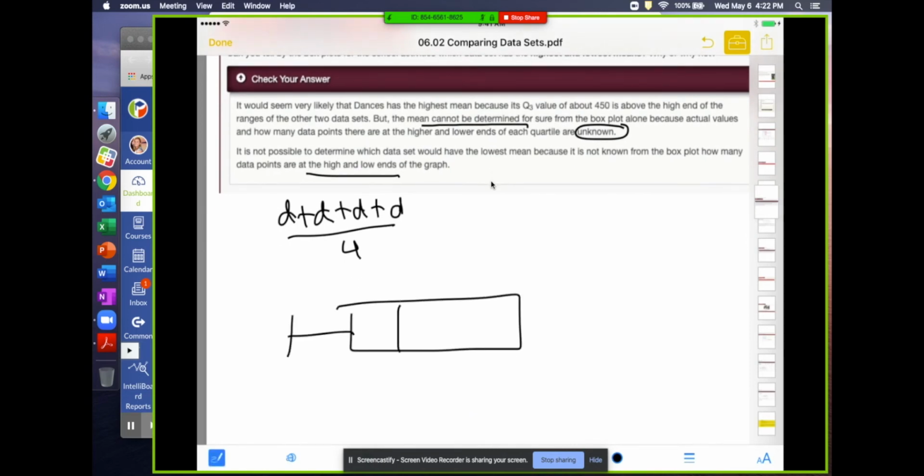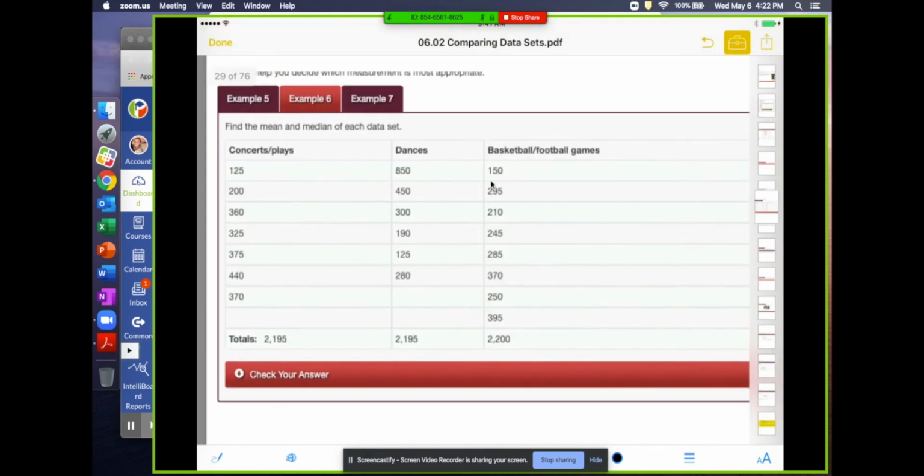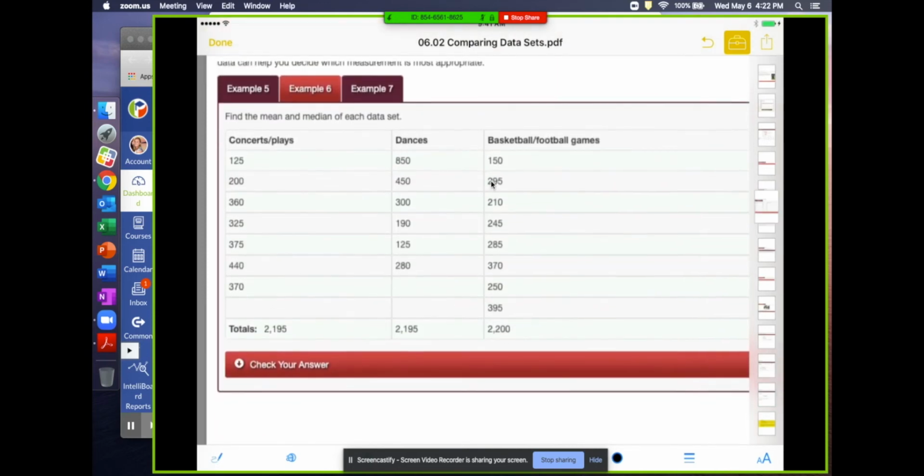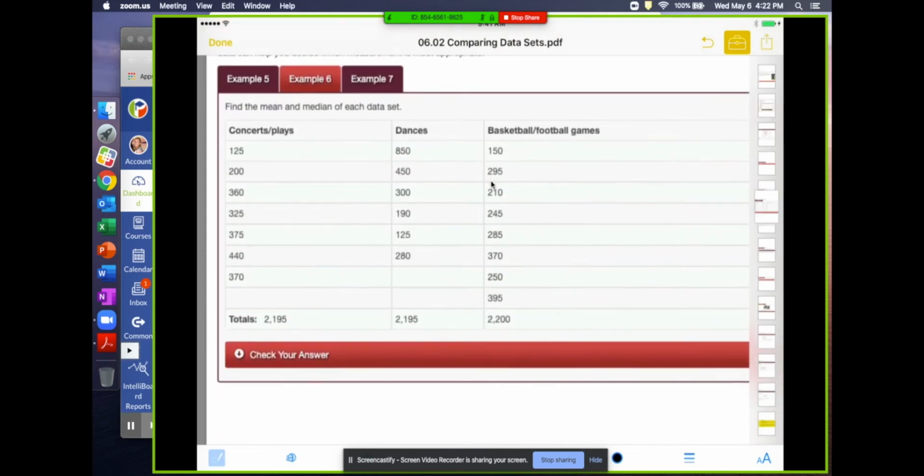There's my minimum, there's my interquartile range in the middle, and there's my maximum all the way out here. I don't know what numbers are included here. I don't know if I have a couple in here, if I have just the one outlier all the way at the end. I don't know, so I can't tell the mean from a box plot.